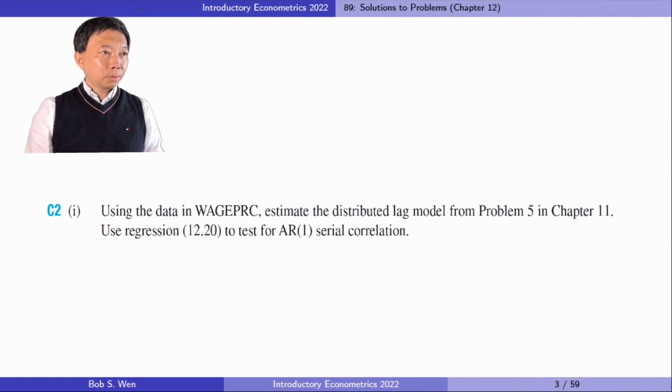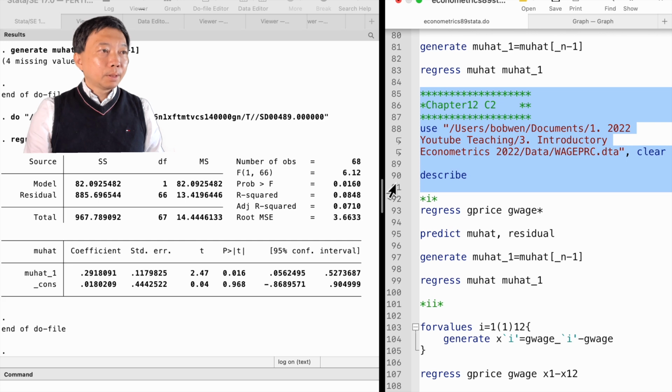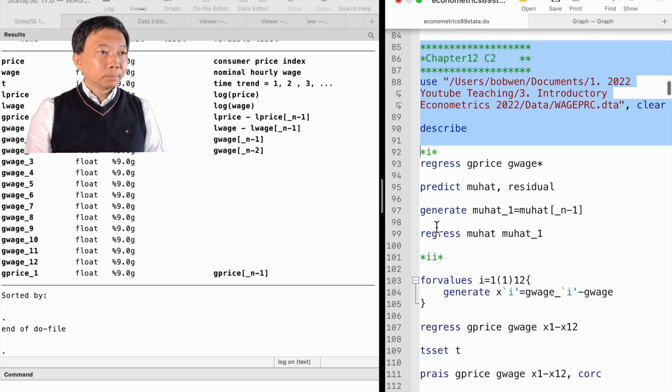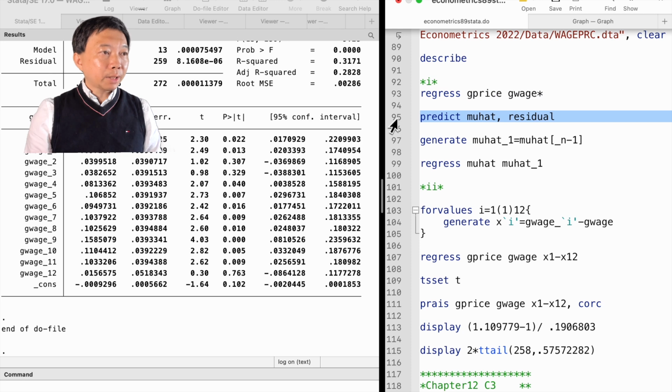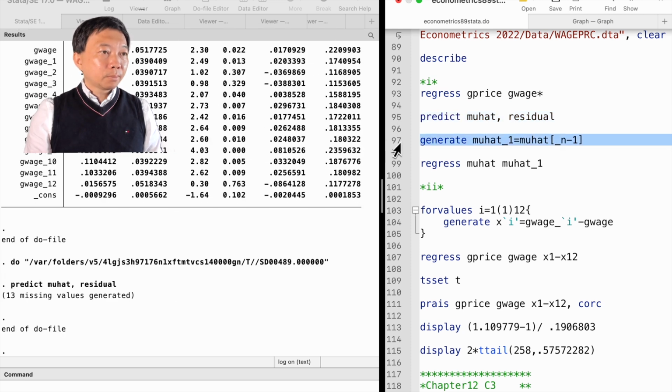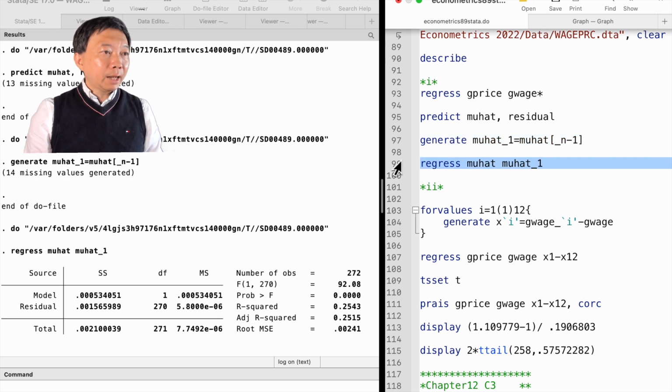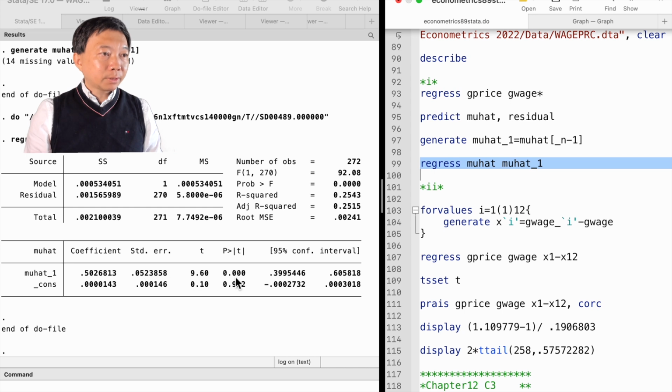Let's do computer exercise 2. In part 1, estimate the distributed lag model from problem 5 in chapter 11. Use regression 12.20 to test for AR(1) serial correlation. We first run the distributed lag model. Then we store the residuals and generate the lagged residuals. Finally, we regress the residuals on the lag terms and find that the slope coefficient ρ is statistically significantly different from 0 at the 1% level. So we conclude that the error term in the model has an AR(1) serial correlation.